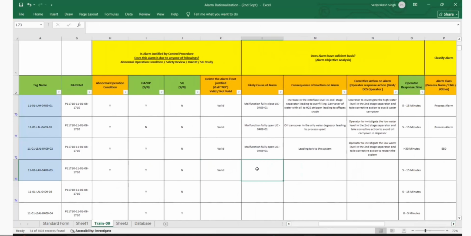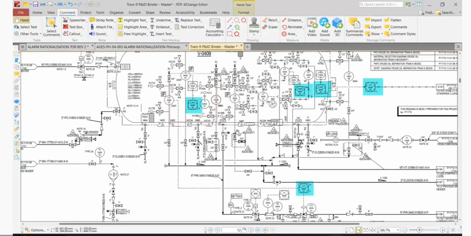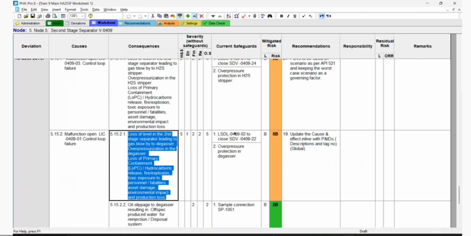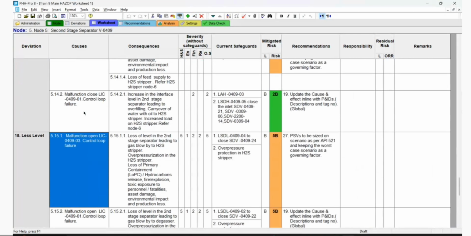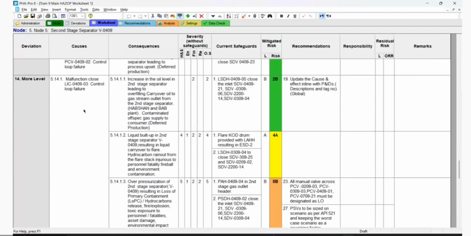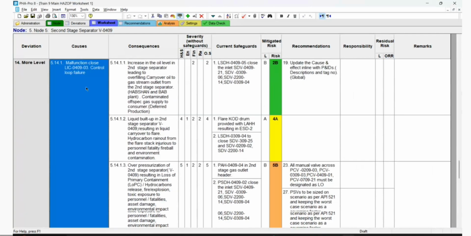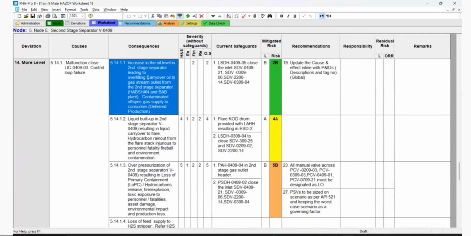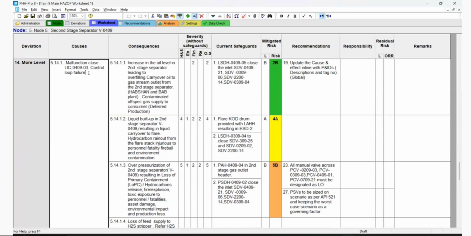And why will oil level go high? Because we'll see in the report, level high, more level. If LCV 40903 is closed, there is an increase in the oil level in the second stage separator leading to overfilling, carry over of steam in the second stage separator. Yeah, this is correct.